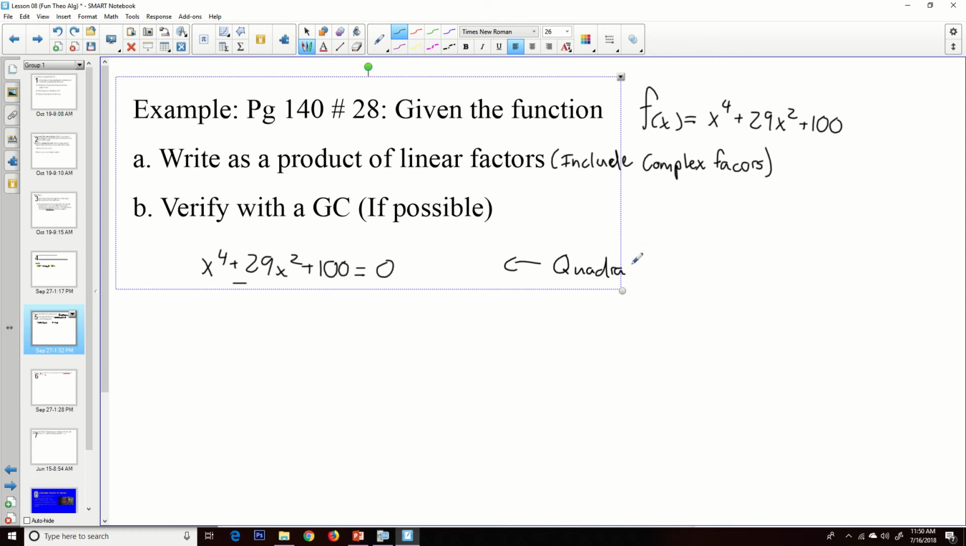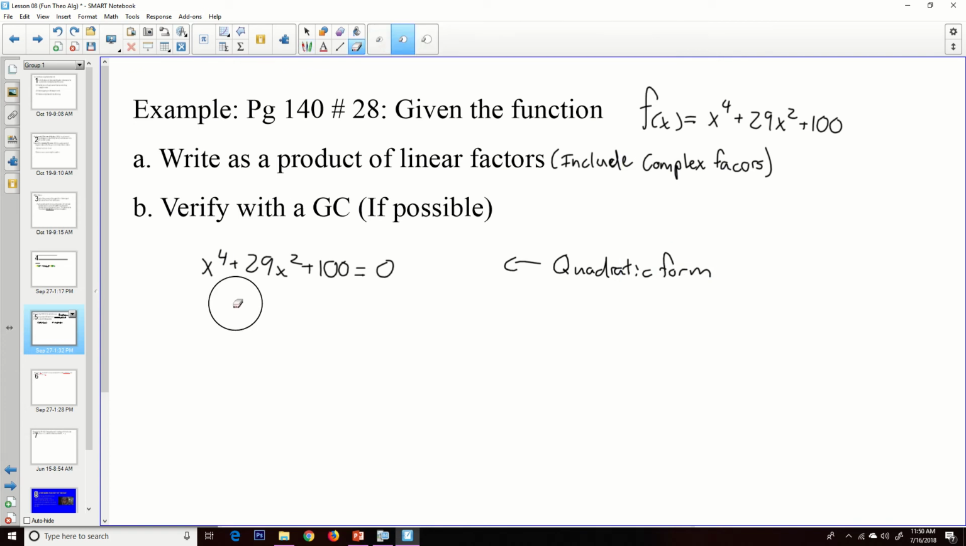Quadratic, I spelled that wrong. And since it's of quadratic form, we could use the quadratic formula on it, but again, since the leading coefficient is just 1, I'm going to ask myself a quick factorization. So we're going to try and factor this.